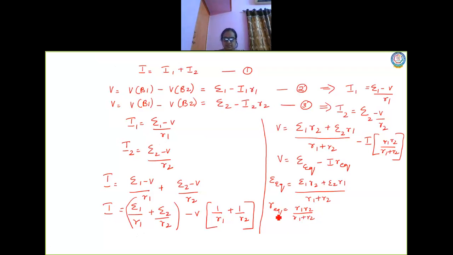Now how can I write this simpler? I can write this as 1 by R equivalent equal to 1 by R1 plus 1 by R2, correct? When I take the LCM of this R1 R2, you will have R1 plus R2, which is 1 by R equivalent. R equivalent will be the reciprocal of this. I don't know whether you are very familiar with the previous topic. If you are not familiar with the previous topic, then again it is going to be difficult once again here. Okay, and here also I can simplify this equation, and 1 by R equivalent equal to 1 by R1 plus 1 by R2, which will be of this form.